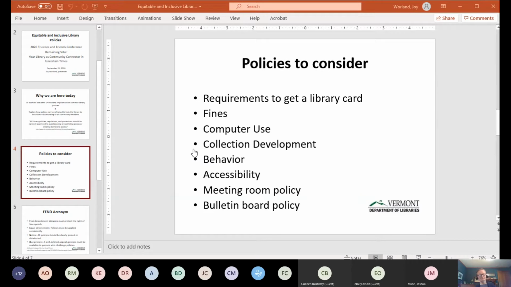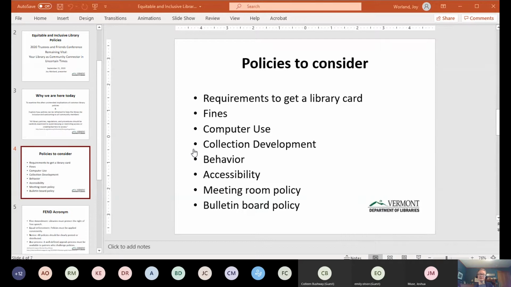And then thinking about computer use. What are your requirements? Do people have to have a library card to use computers at your library? And if so, what about those people we talked about earlier who may not be able to get a library card because they don't have a permanent address or the proper kind of ID that you want? Most libraries have some sort of guest pass. If you don't, I think you should consider having a guest pass, but then also think about what people need to use the guest pass. Do they need to show ID for that? Think about that so that everybody in your community can use those public computers.